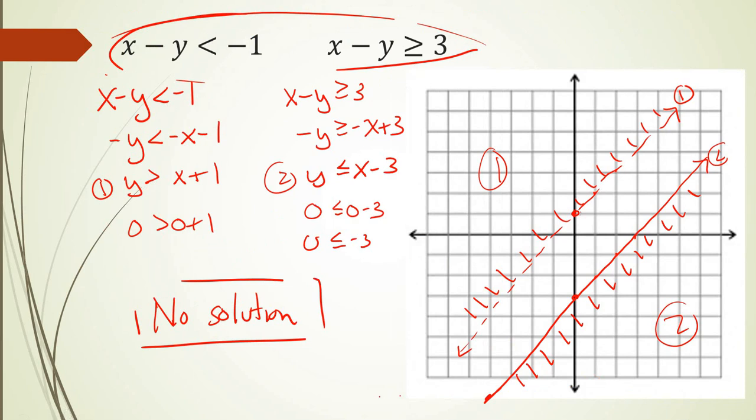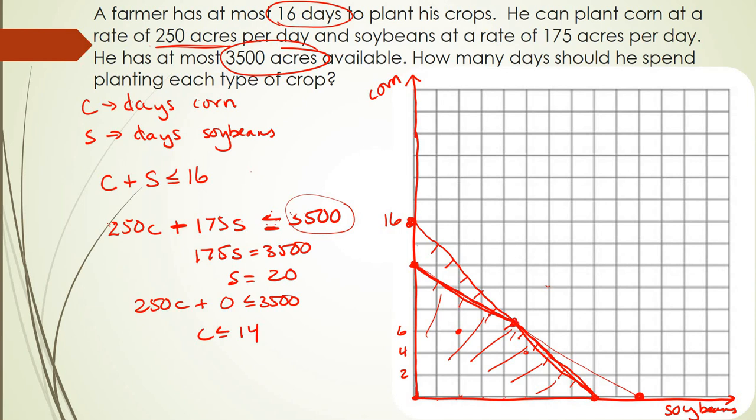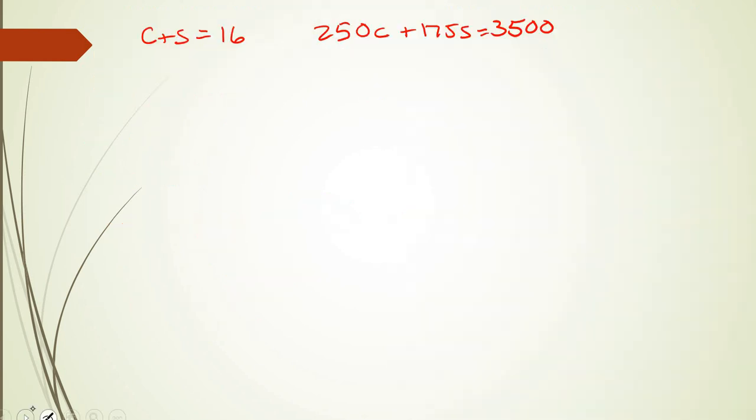So let's see. C plus S equals 16. That's my boundary line. And 250 C plus 175 S equals 3,500. That's my other boundary line. What I want to do is find out the exact point of intersection for this graph. So I'm going to do that using substitution. So C equals 16 minus S. I'm going to plug that in over here.